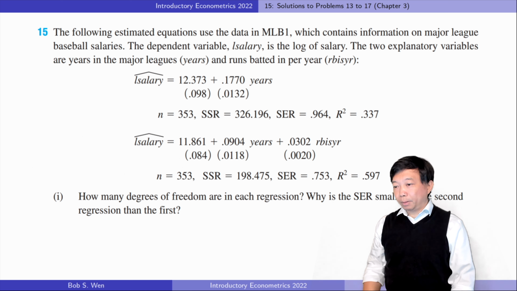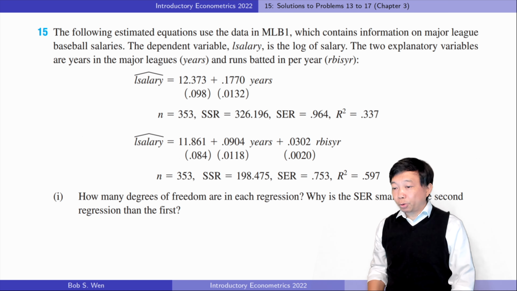Let's go to problem 15. It is also a problem that compares multiple regression to simple regression. For the first question, the degrees of freedom are 351 in the simple regression because the number of observations is 353 and the number of estimated parameters is 2. The degrees of freedom are 350 in the multiple regression model because there is one more estimated parameter.